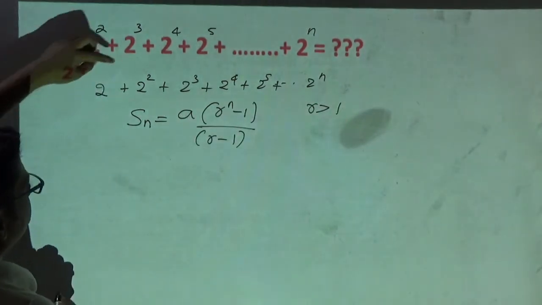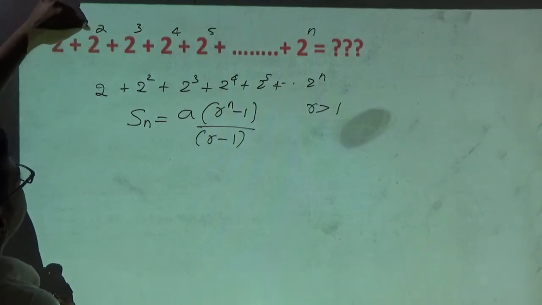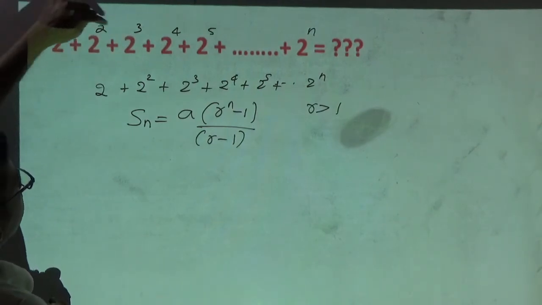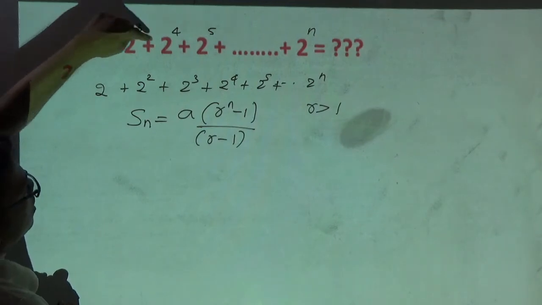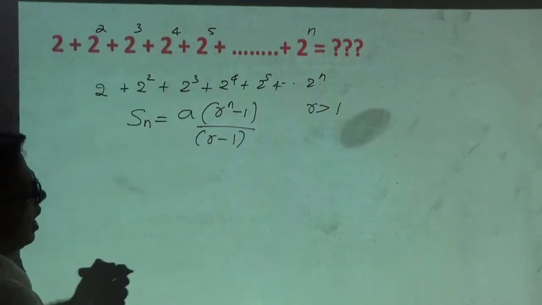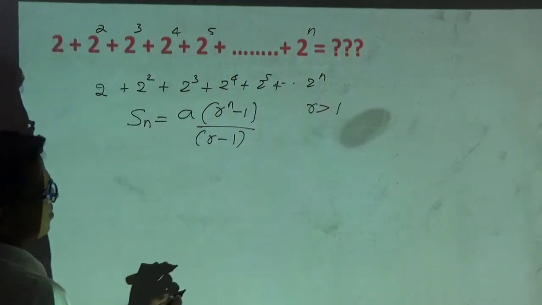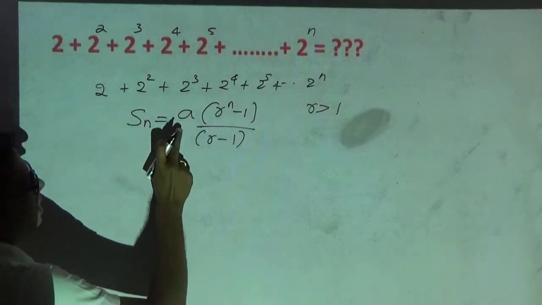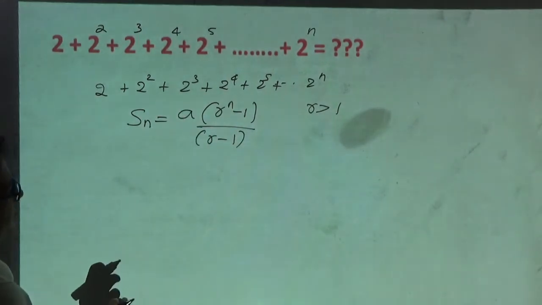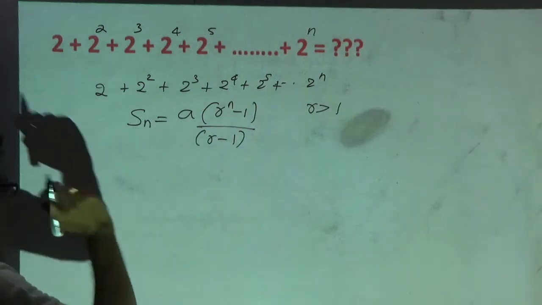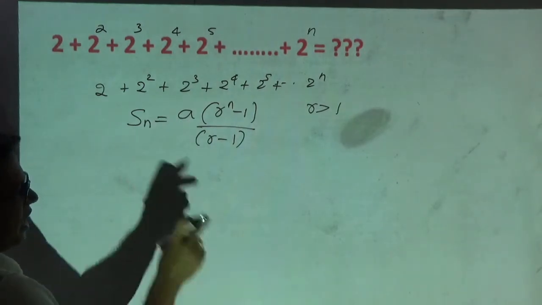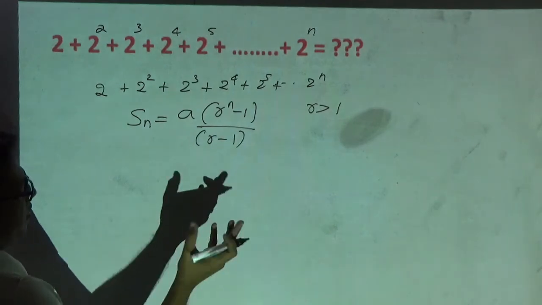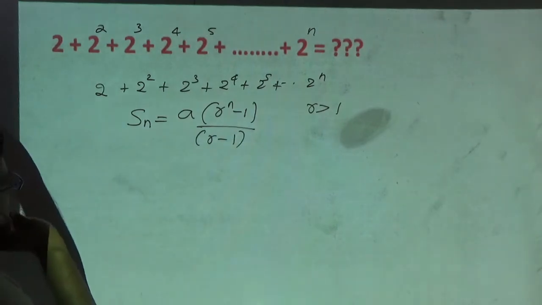Since r is greater than 1, see what is the common ratio? Common ratio is 2. This is 4 by 2, which is 2. This is 8, 8 by 4 is 2. This is 16 by 8. Ratio r is 2. If r is greater than 1, the sum of n terms in your GP is given by the formula a into r to the power of n minus 1 divided by r minus 1. At the end of this session, I am going to write all the formulas of your AP and GP. Now please observe here.